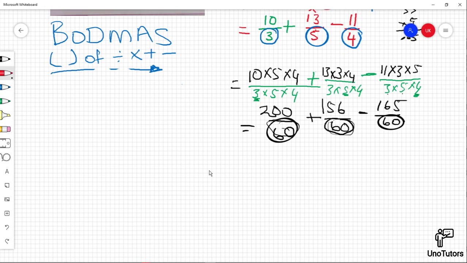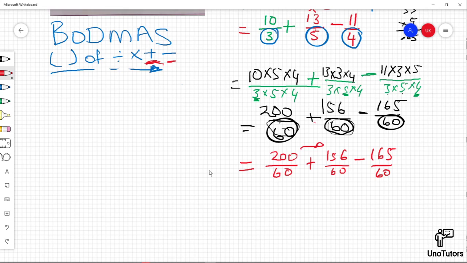Right, so this is now where it gets easier, because we will just take the numbers 60, 20. I'm just going to rewrite it quickly. 156 over 60 minus 165 over 60, right? So according to BODMAS, we are supposed to first add and then subtract. So we are going to add these two, which will then become one fraction.